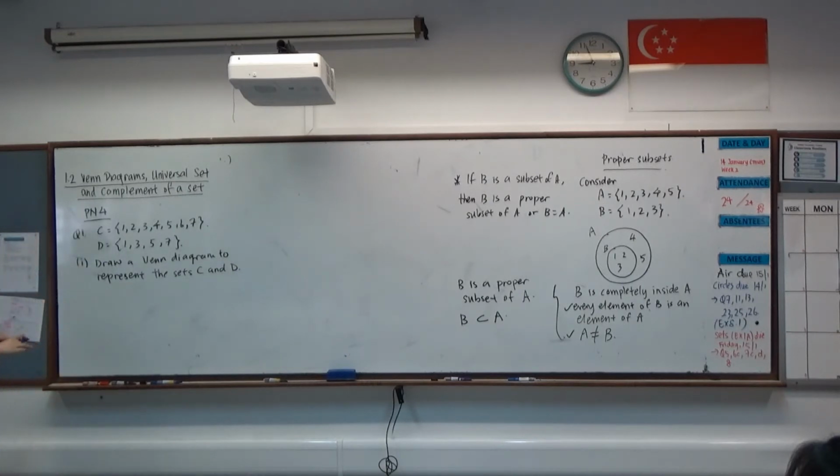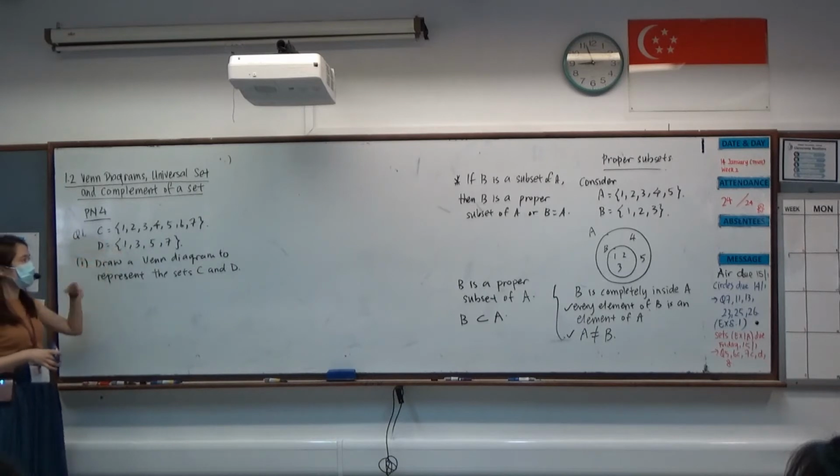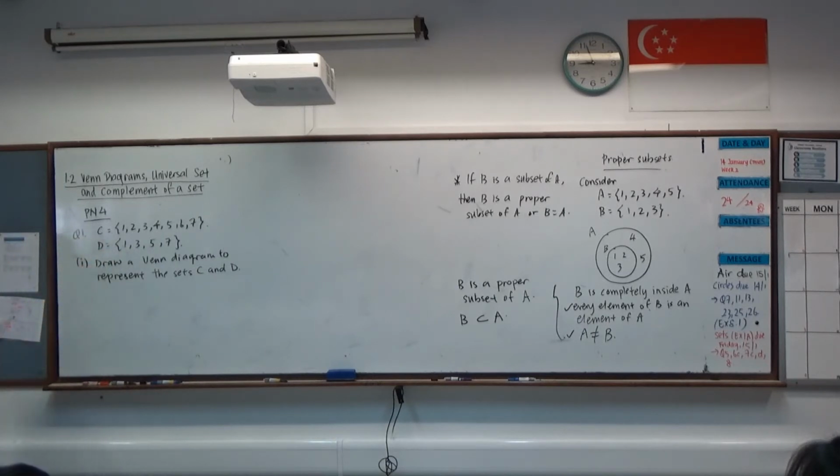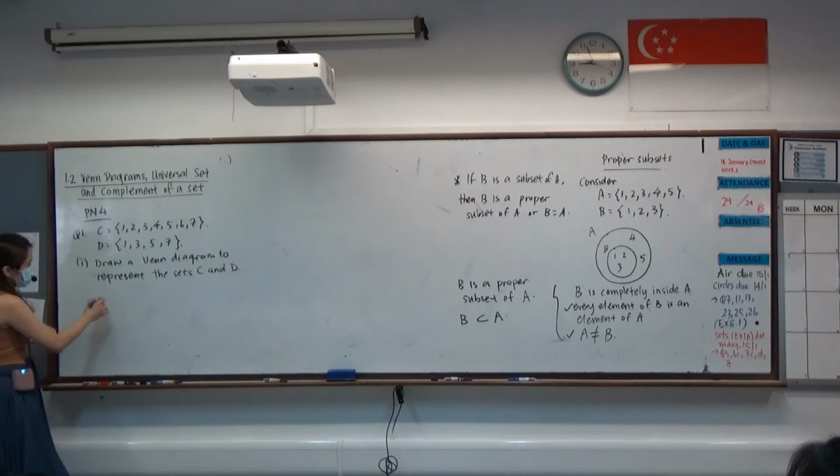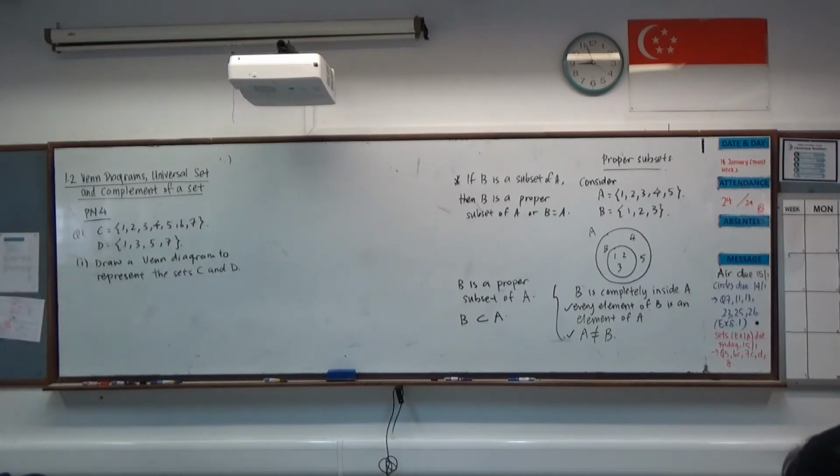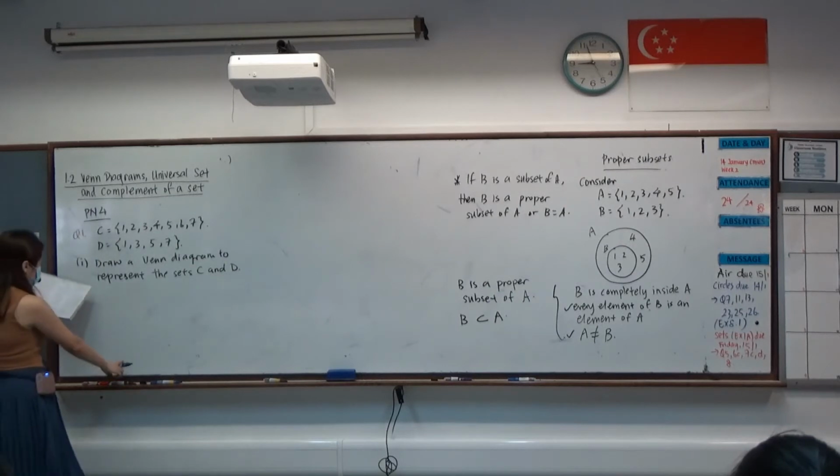So now we look at Practice Now 4, question 1. For C and D, C has the elements 1 to 7, and for D, 1, 3, 5, 7. We want to draw a Venn diagram to represent the sets. So maybe I give you a minute to draw how this Venn diagram will look like.